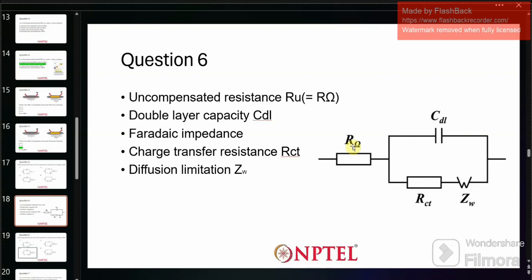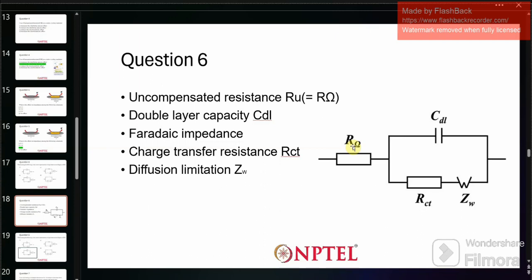Then there are other things. One is the resistance that is offered by the electrode. That is another problem, and then there is a diffusion limitation. Because it is happening inside an electrolyte, there is some amount of diffusion happening between the electrolyte and the electrode. So these resistances and limitations will always come into play.